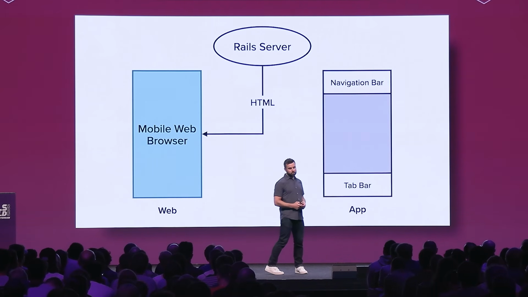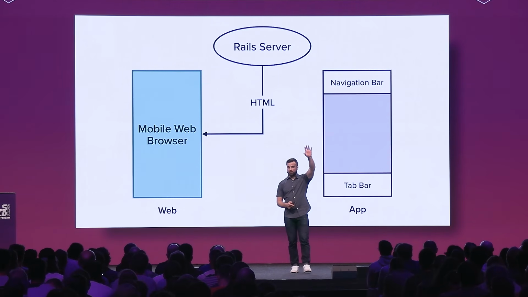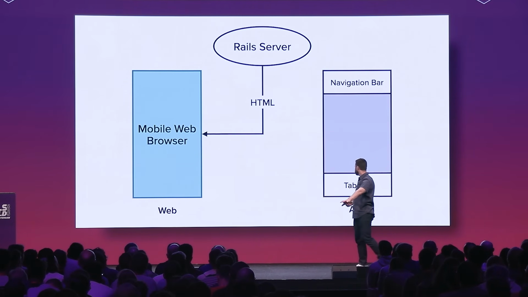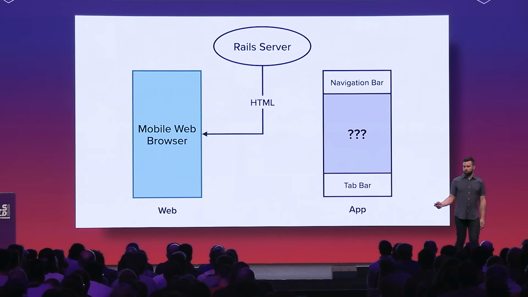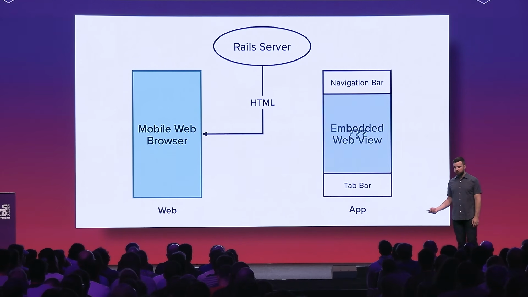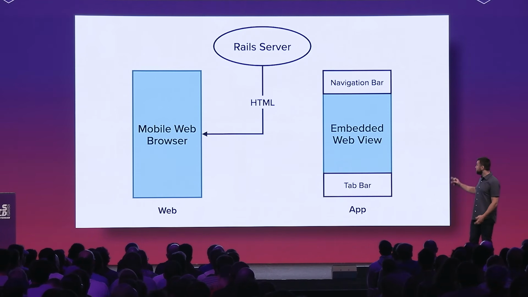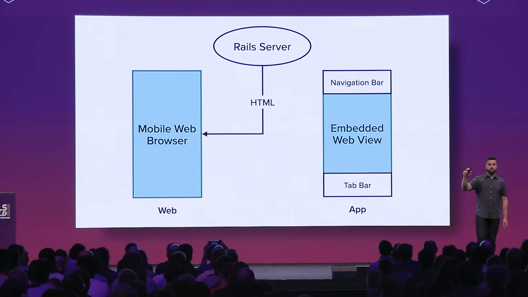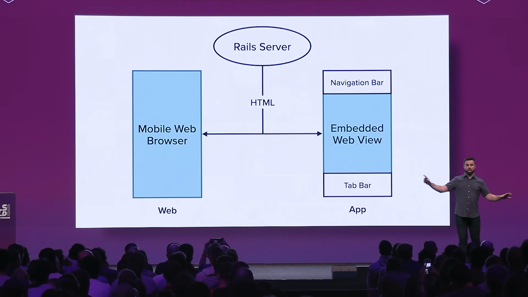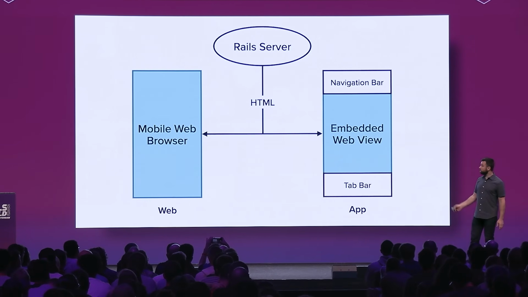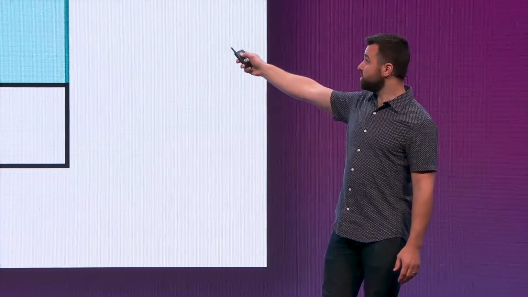On a mobile app, we have our navigation bar up at the top, and we have our tab bar down at the bottom. But what's in the middle? Well, it's the same thing. Instead of a full web browser, it's an embedded web view, which means that we can send the exact same HTML that we're sending to the mobile web clients to our apps. If you take away one thing from this talk, it's this. That HTML doesn't need to change. This is the magic of Hotwire Native.